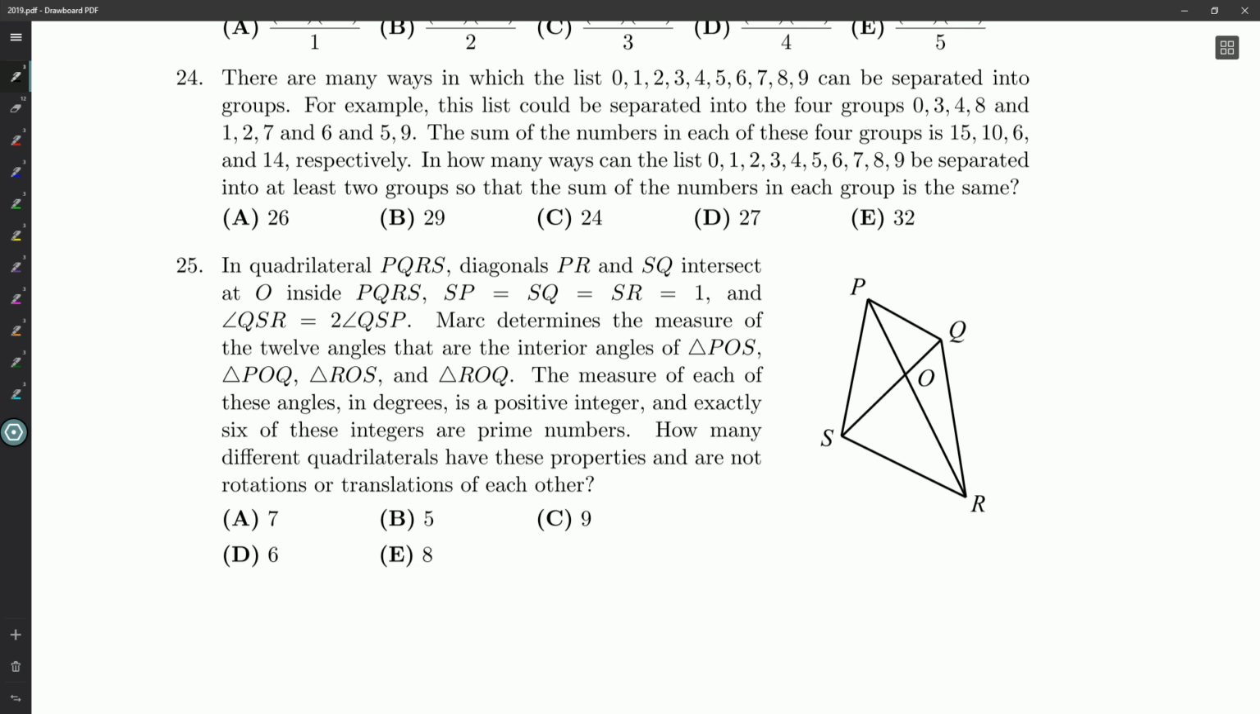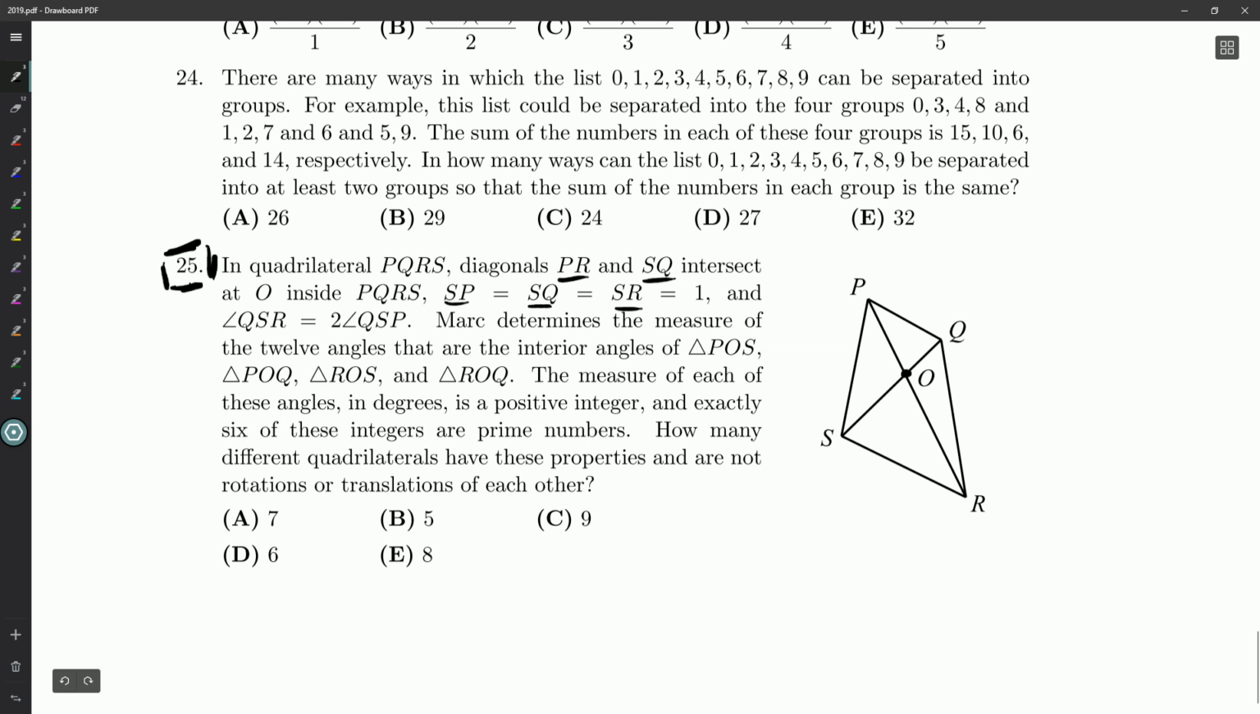Hello, everybody, and at long last, we're going to finish off our 2019 Grade 8 Gauss. We're looking at the last question, question number 25. In quadrilateral PQRS, diagonals PR and SQ intersect at O, and they're telling me that O is inside PQRS. Okay, fair enough.